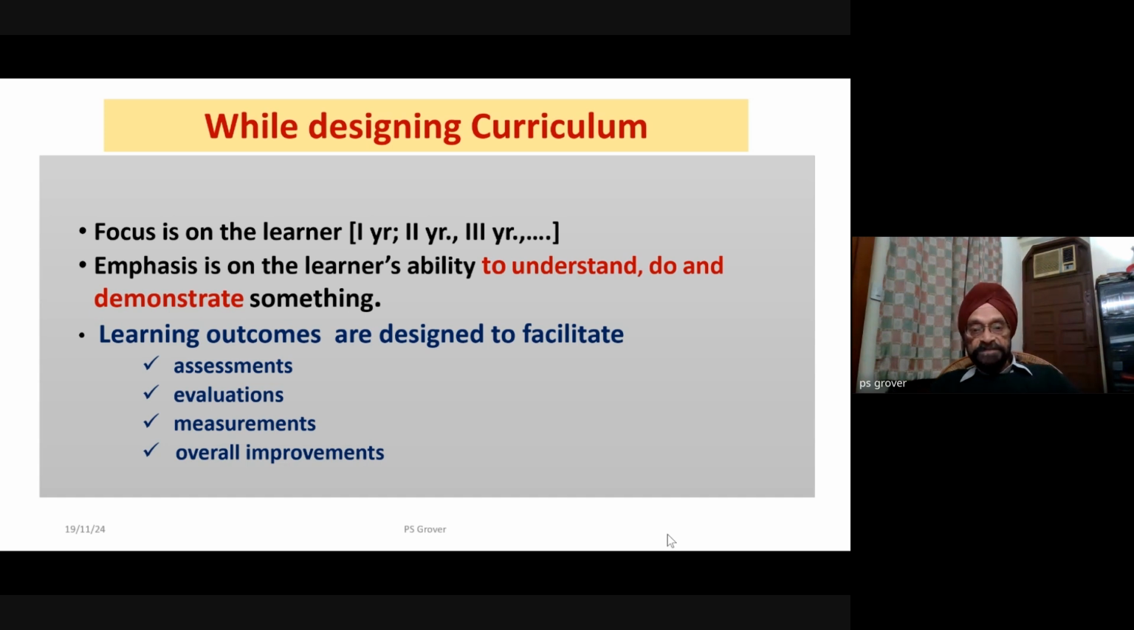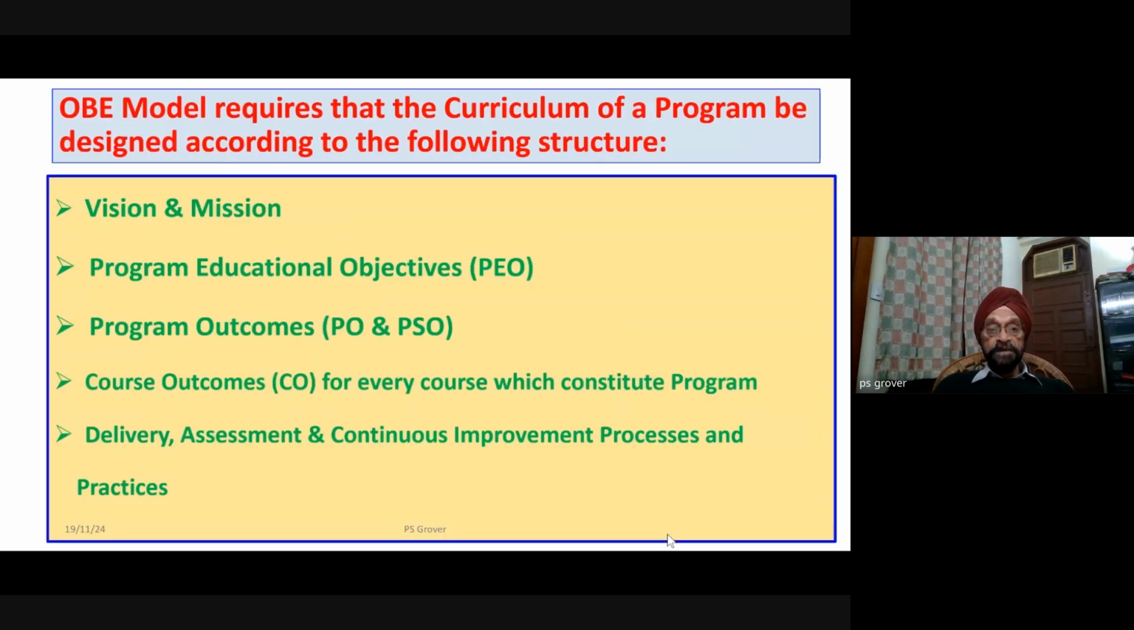Are they first year learners, second year learners, third year learners, fourth year, M.Tech, or PhD learners? Emphasis on the learner's ability to understand, do, and demonstrate something. Learning outcomes are designed to facilitate in such a way so that we can assess them, we can measure them, and then lead to that.